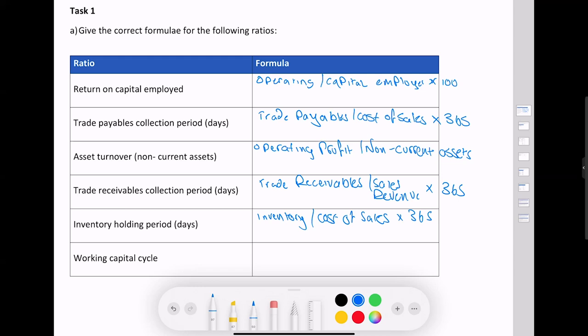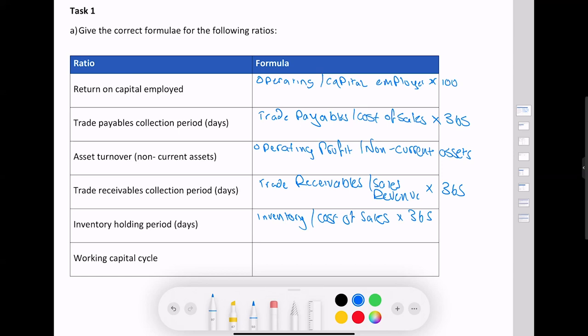I.e. we're buying inventory in, selling it on, making a profit, getting that money in so we can buy more inventory. So the quicker we can do that and the fewer days we hold on to the inventory, generally we would expect that to be better for the business.